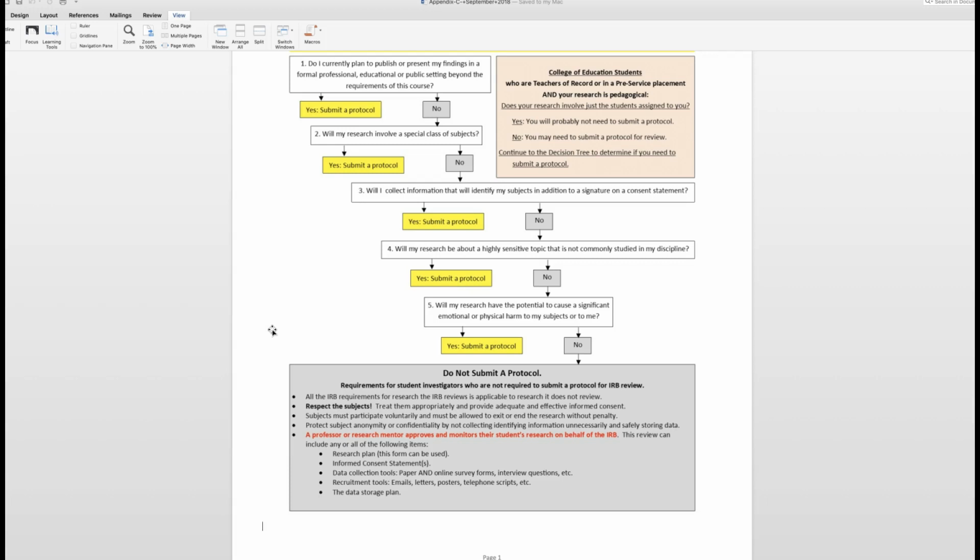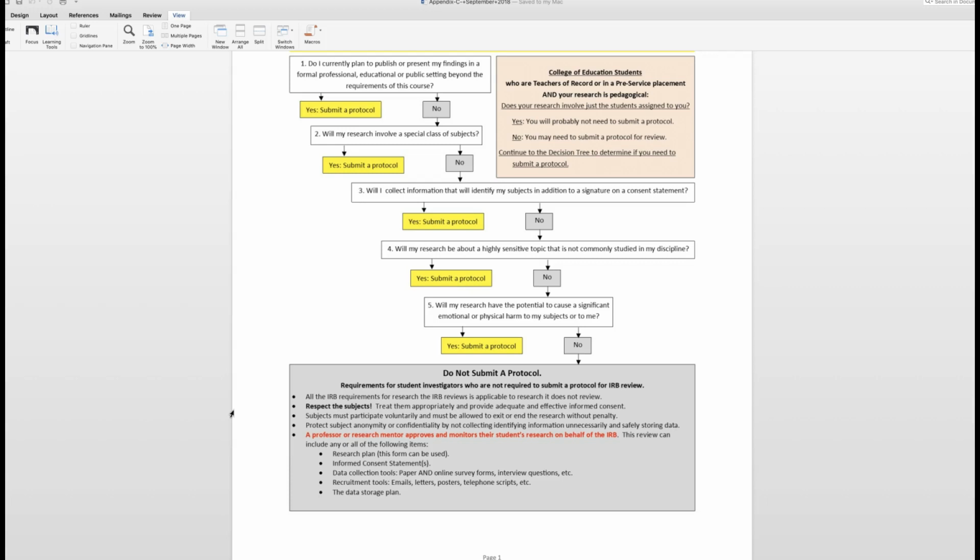And that includes things like permission letters if required by the principal or a school board, respecting the subjects, treating them appropriately, informed consent. Students must be able to participate voluntarily and must be allowed to exit or end the research without penalty. We kind of talked about that under permissions, but yes, you cannot penalize any students because their parents don't want them in the research study. Ideally, they can still be part of the research study so that, other than having their parents sign a form, your students would not even know they were part of a research study unless you let them know that.